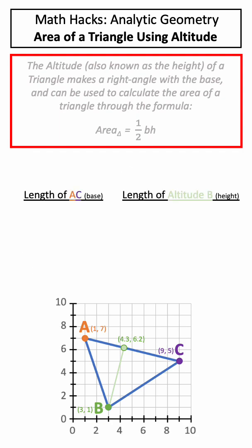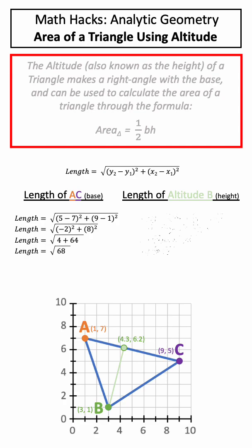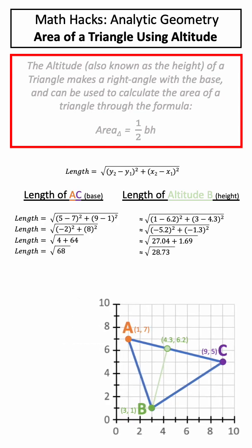With this information, we now just need to determine the length of line segment AC and the length of altitude B to determine the base and height of our triangle respectively. To do this, we use the length of a line segment formula, sub in our endpoints, and we can determine these dimensions. Now we simply plug this into the area of a triangle equation, and we can determine the area of the triangle is approximately 22.1 units.